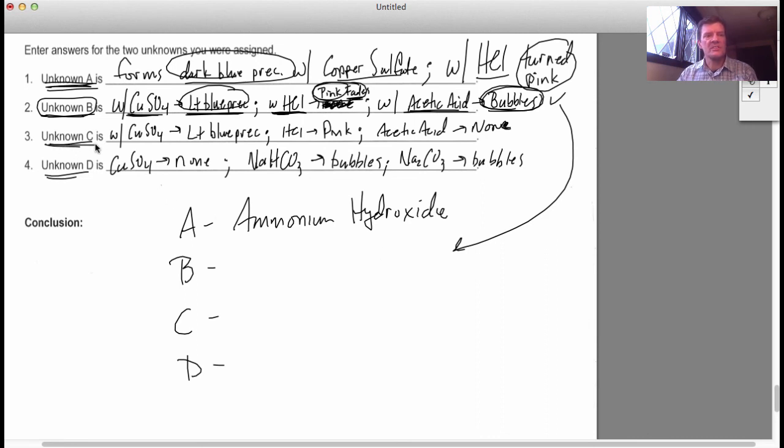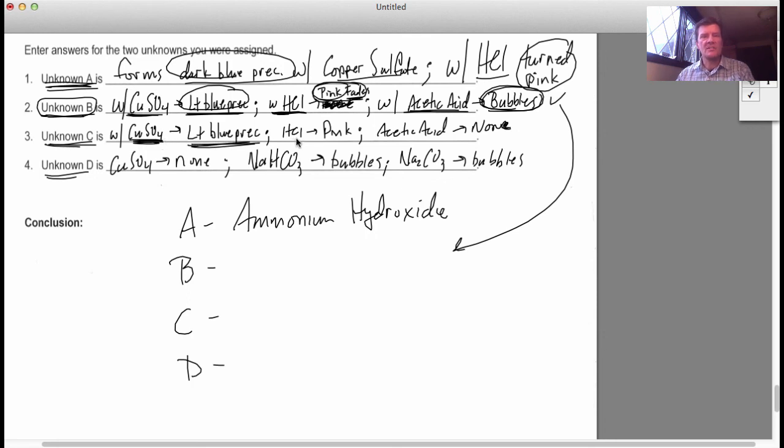Let's look at unknown C. Unknown C, again, I tested with copper sulfate. I got a light blue precipitate. Now, it might not be as wise of me to test it with copper sulfate because there were a lot of reactions that gave me a blue precipitate. You know, there were three. One was dark, maybe two were lighter, but still, maybe I want to use some other reaction to try to eliminate more of my first reaction. But in any case, a light blue precipitate was formed with copper sulfate.